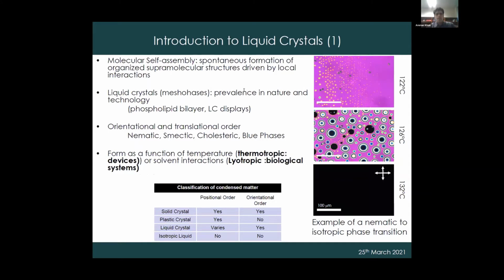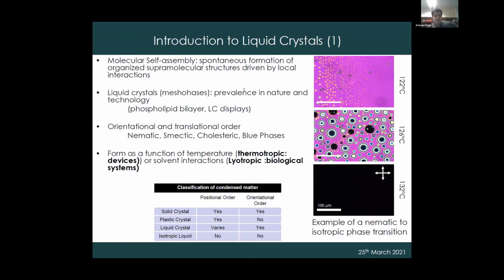So to start off, when we speak of molecular self-assembly, the term basically implies the spontaneous formation of supramolecular structures, right? And these are typically driven by local interactions, especially between molecules, if we're talking about molecular self-assembly. Liquid crystals are basically mesophases, and they have properties that are intermediate between those of solid crystals and isotropic liquids.